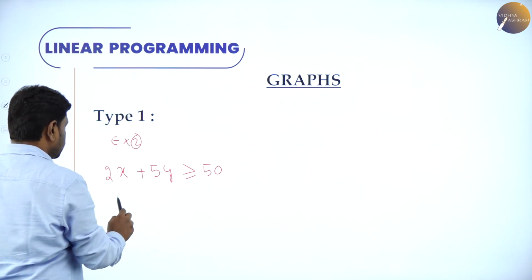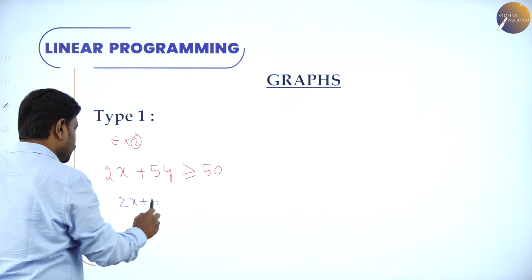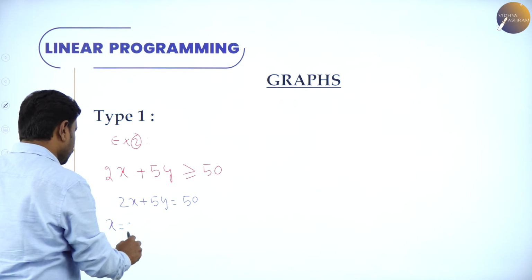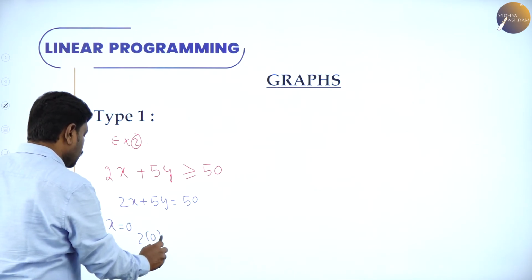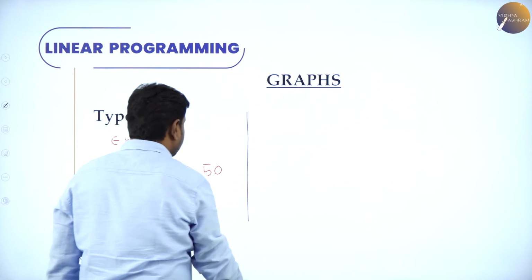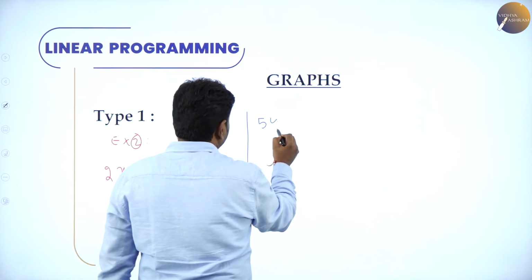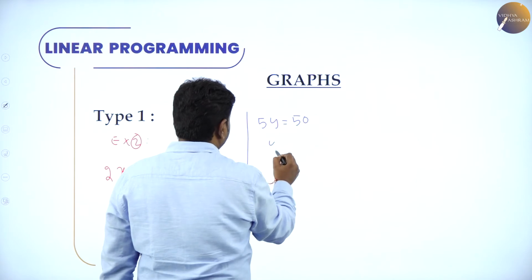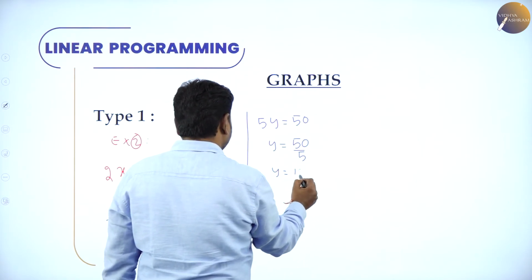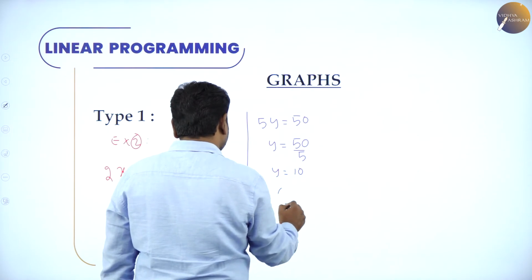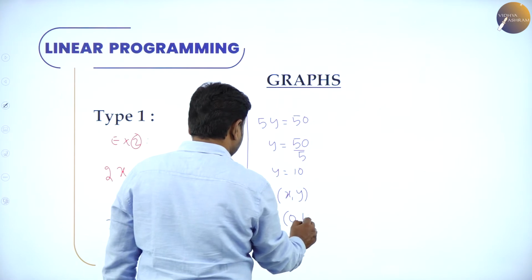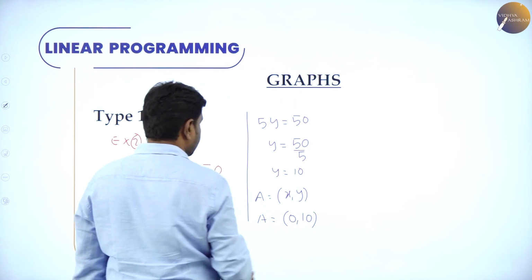So now let me solve. So 2x plus 5y equal to 50. Now in this part, first assume x is 0. If you put x as 0, 2 into 0 plus 5y is equal to 50 and you will get the y value. So 5y is 50 and y becomes 50 by 5, which is 10. Y is 10. You got one of the points A, x comma y. And what is the x value? X value is 0, y value is 10. You got one of the values A.